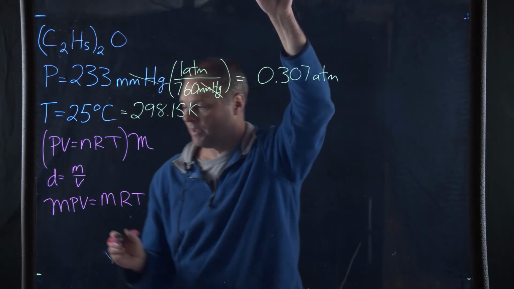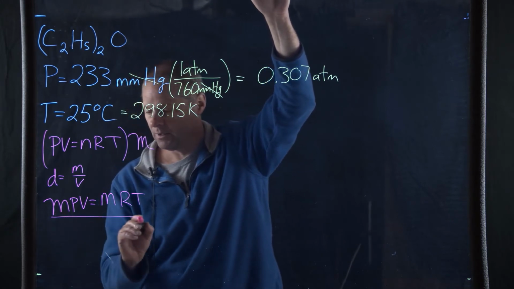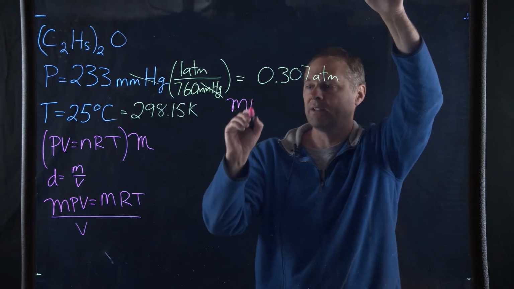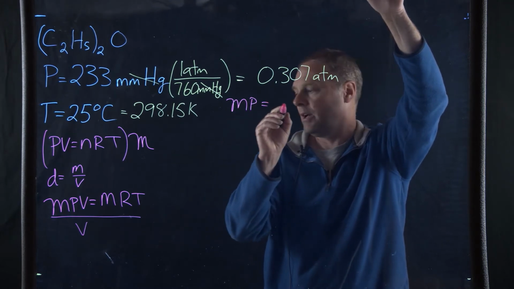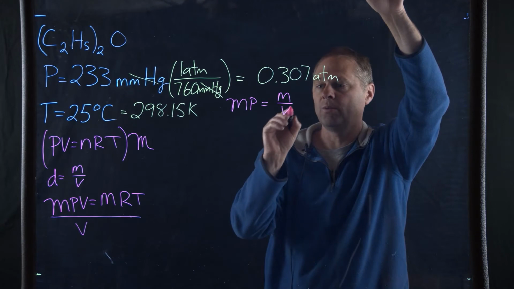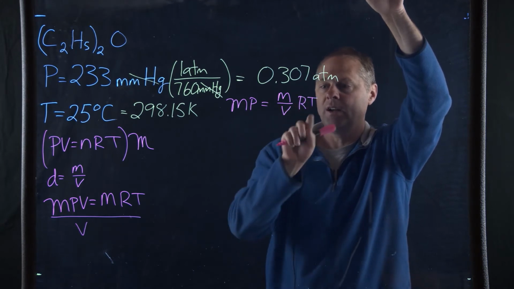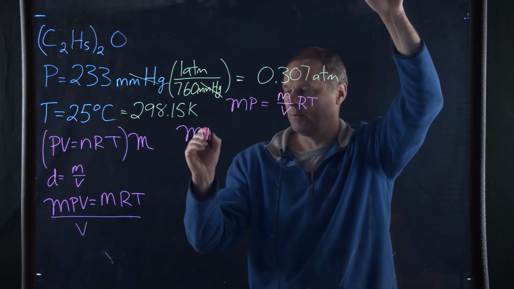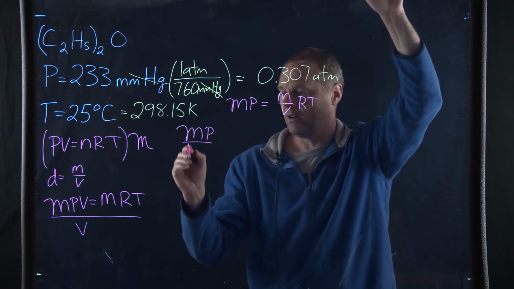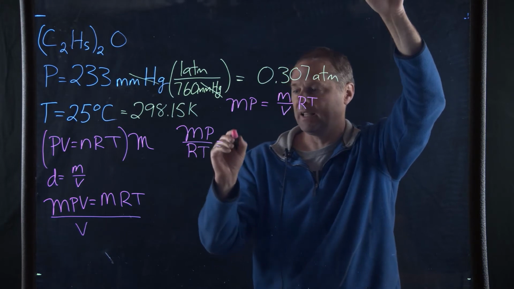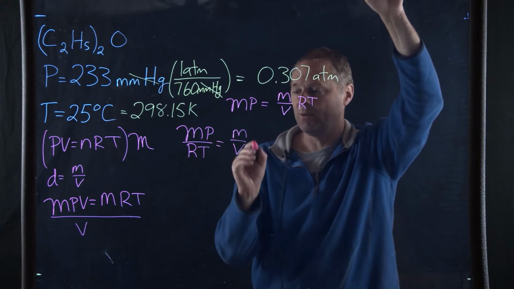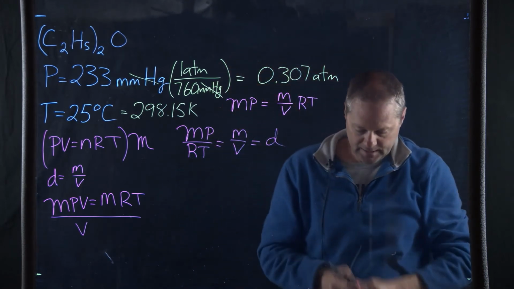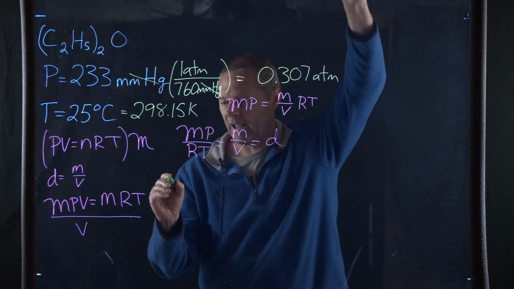times RT. Now, if we divide by volume, what we end up getting is the molar mass times pressure is equal to, this becomes M over V, times RT. We then can move the RT over to here, such that we have MP divided by RT, and that gives us mass over volume, which is equal to density. So we can find our density now of this gas.